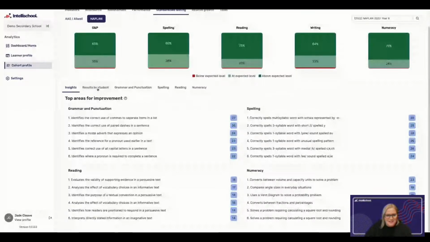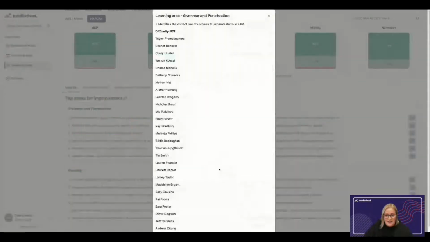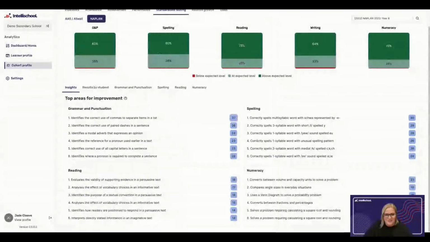So underneath the Insights, we've got listed top areas for improvement. So broken down into each of these different sub areas, we've identified 6 top skills for whom the largest number of students have this skill in their zone of proximal development. So in the case of identifying correct use of commas, I can click on the number 27 here, and it's going to show me that list of students. So hopefully the wheels are starting to turn with just how powerful that could actually be to have those groupings of students automatically identified for you.